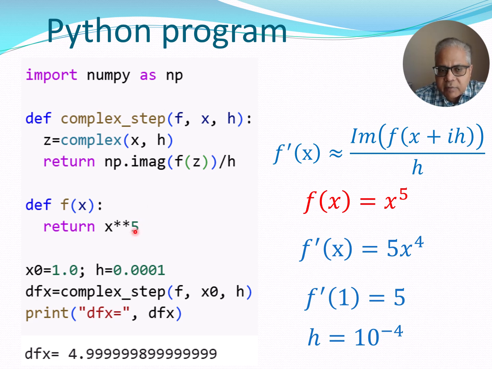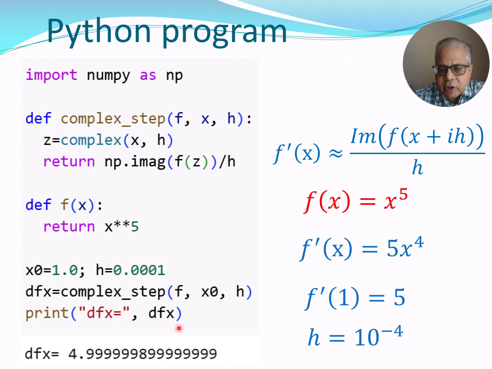Now I need a simple function to actually give back the function. So the function f of x is simply return x to the power 5. That's the function here. Now let's calculate this derivative at x is 1. So I put x0 is 1 and I put h is 0.0001, that is h is 10 to the power minus 4. And then I simply invoke the complex step function and give it f, x0 and h, and then I print out this dfx, which is the derivative being returned by the complex step function.